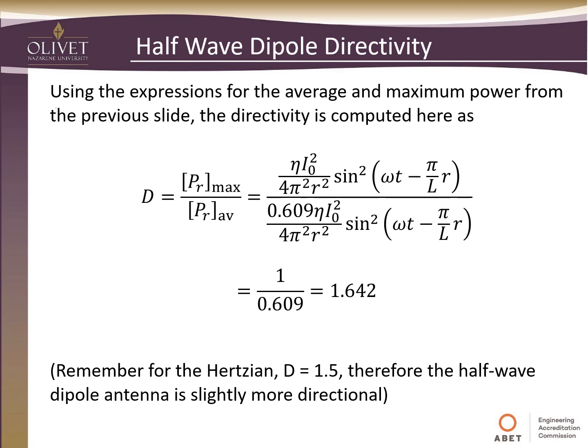And so we recall from previous lectures that for just the Hertzian, of course that's the theoretical infinitesimal antenna, the directivity was 1.5. So therefore, the half-wave dipole antenna is slightly more directional, which, if you are wanting to transmit between two separate sources where you have a transmitter and a receiver in a specific location, then the half-wave dipole would be slightly better for that application.